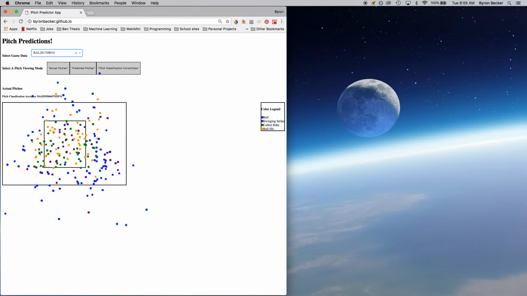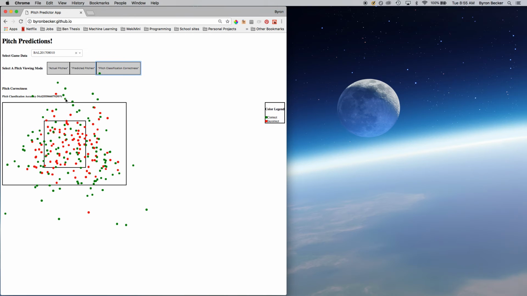So we can see all the different outcomes here. If we go to predicted pitches right here, we now see what my algorithm classified. So we can see certain things, like in the actual pitches, a couple of pitches up here were actually hit, whereas the algorithm ended up classifying this as a ball instead. And we can look at this correctness to see which pitches were classified correctly and which were classified incorrectly via this legend over here.